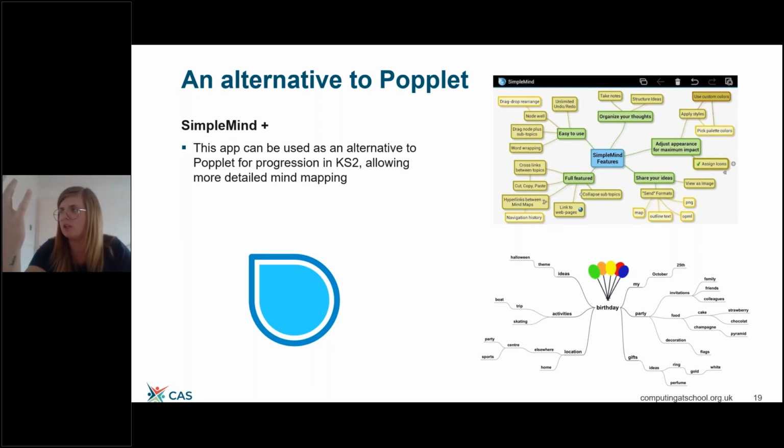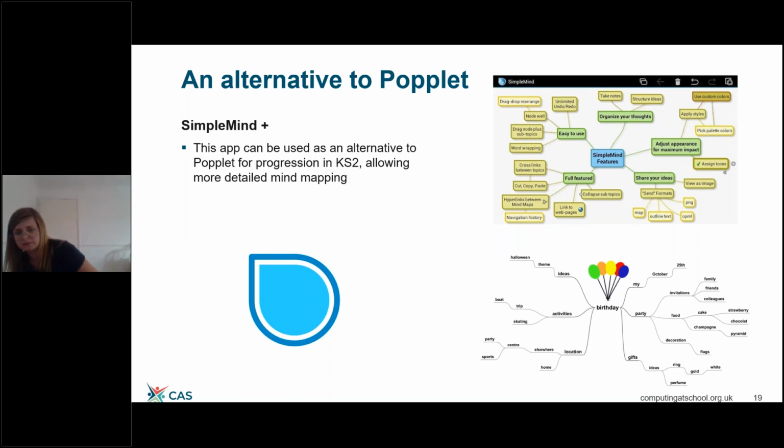Again, it could be that we're going to look at SPAG as a focus, but it could just be that we have branches off for our characters and our setting, and we're just going to use it as a vocab gathering kind of session. So I'm not going to dig into what it is. It's exactly the same as Popplet. It's just nice if you're using Popplet from Year 1 that you've got a progression when you get up to Key Stage 2.